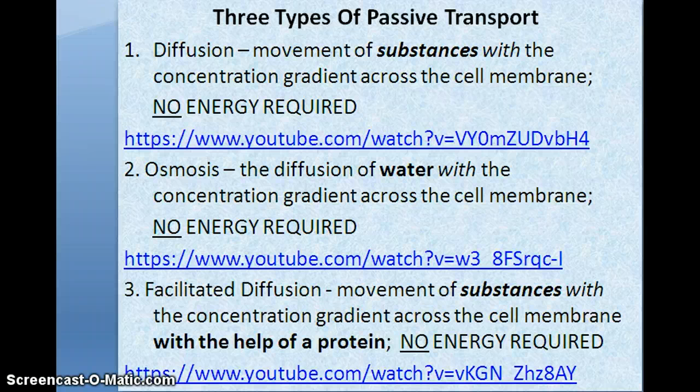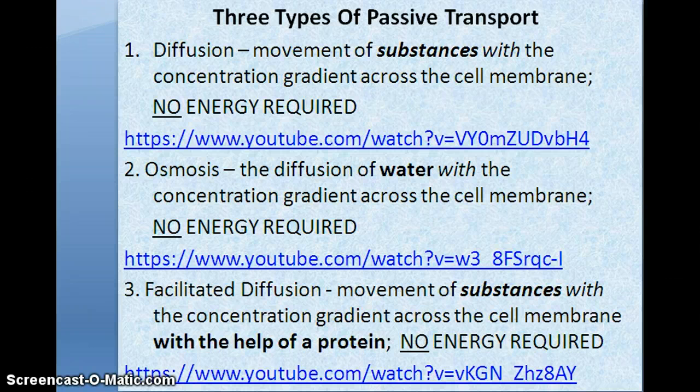On this slide here, there are three types of passive transport. If I say diffusion, I want you to think glucose, movement of substances. No energy is required again for passive. If I say osmosis, I want you to automatically think water. Water moves across the cell membrane. Again, no energy is required.